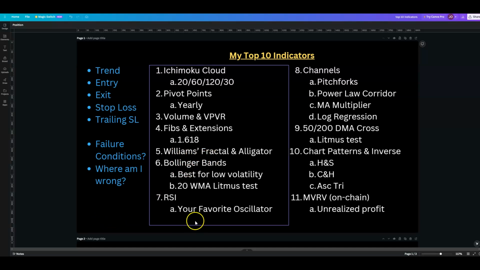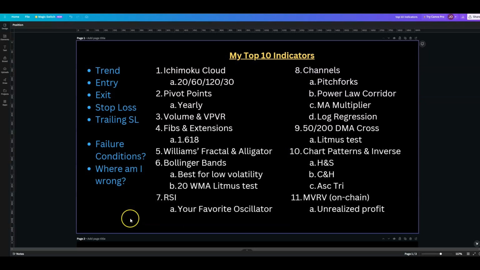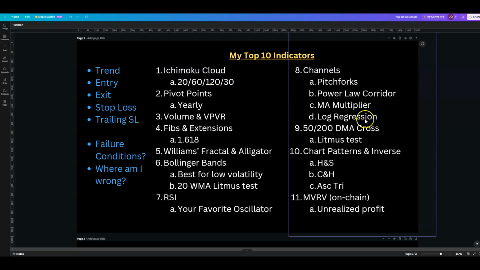I'll talk about that in a second. Any oscillator is fine. I prefer RSI. Some people like Stoch. Some people like MACD. Some people like OBV. Whatever you're more comfortable with. For me, it's just to help visualize divergences a little bit better, but I don't really need RSI. The cloud works just fine for that.